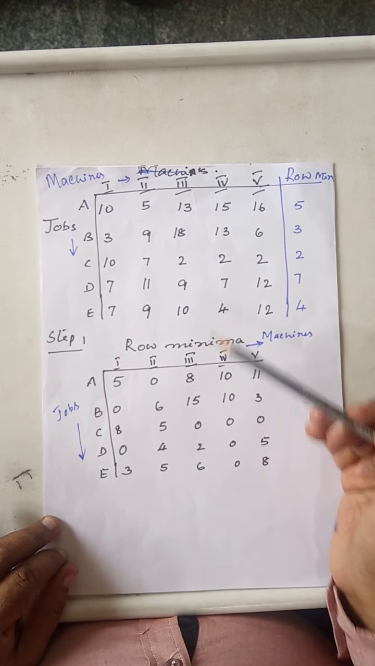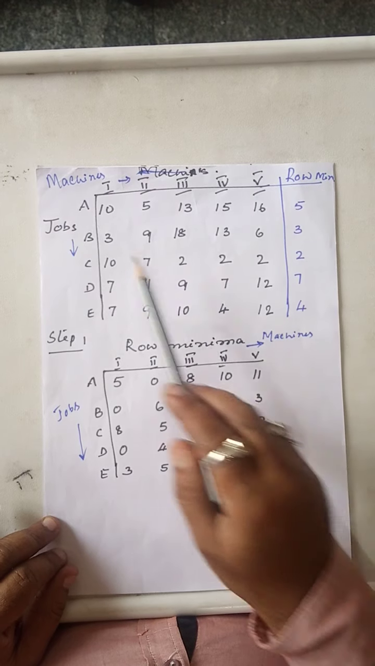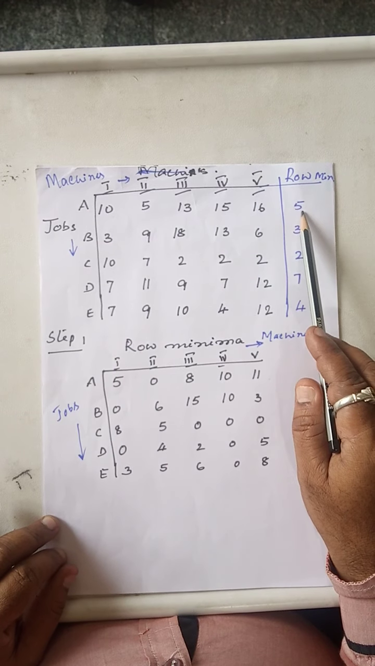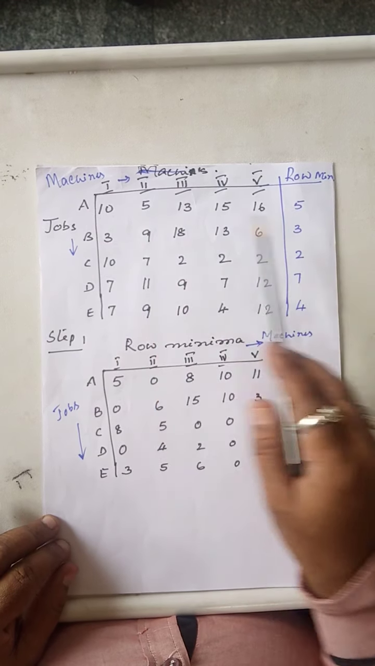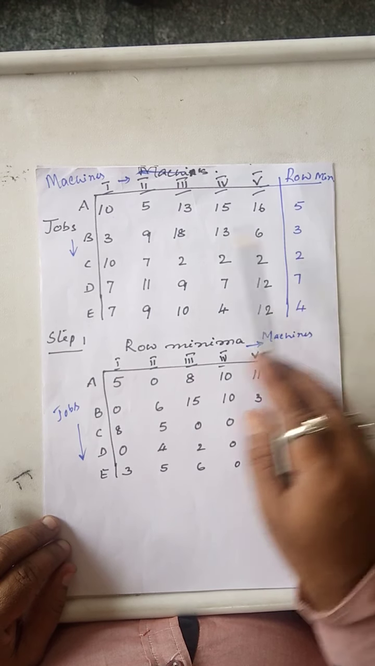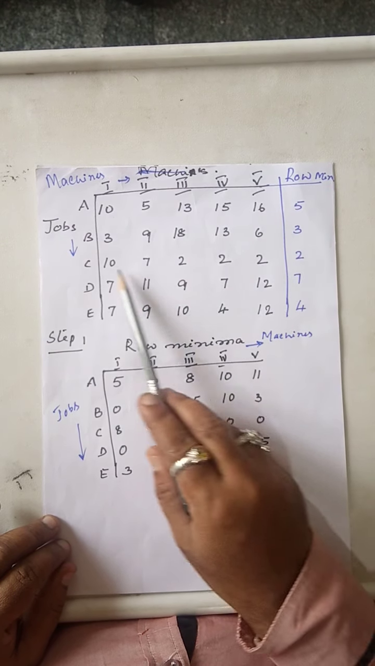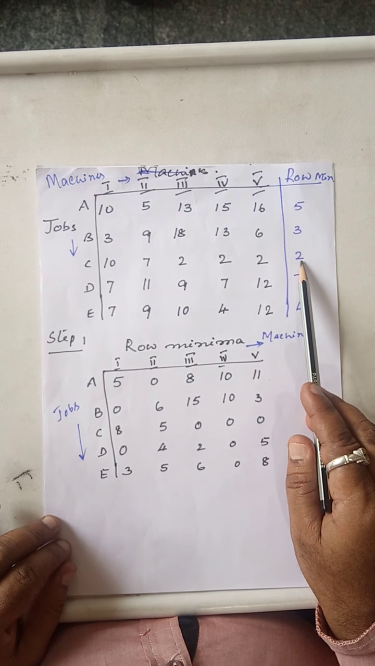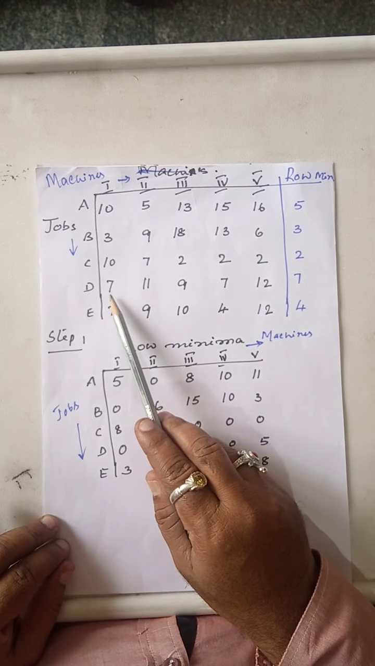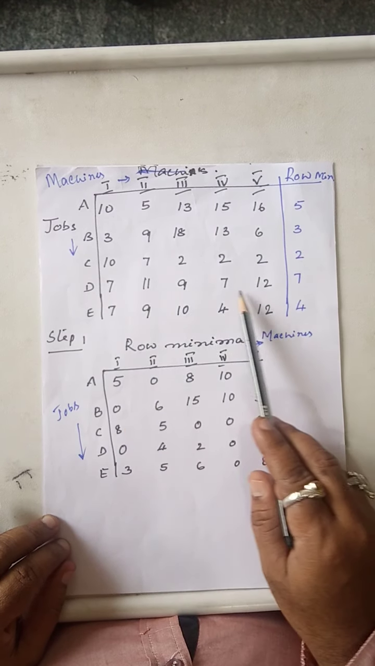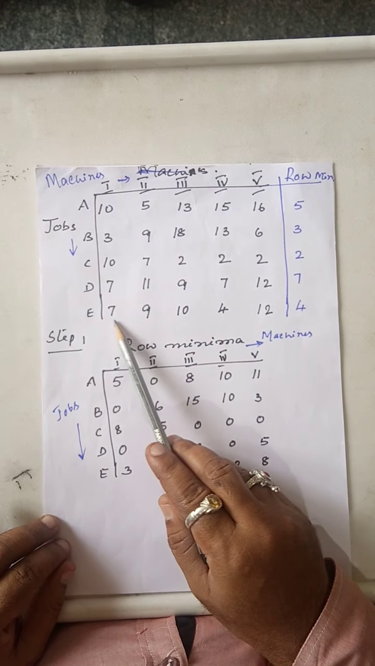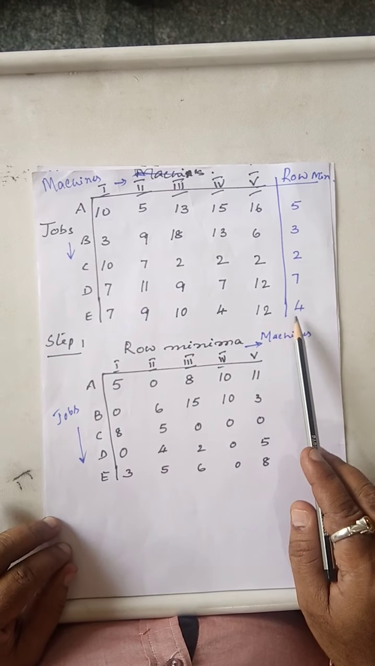Now, to continue with the row minimum operation, look at the first row and identify its minimum. The first row, the minimum value is 5. The second row, the minimum is 3. The third row, the minimum is 2. It is repeated, of course. And the fourth row, it is 7. Again, 7 is repeated here. And the fifth row, the minimum is 4.